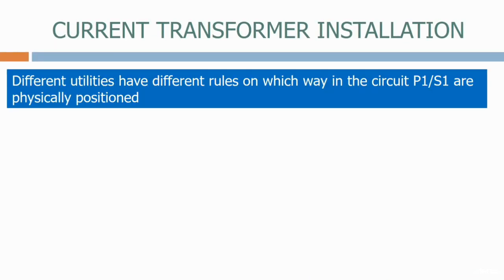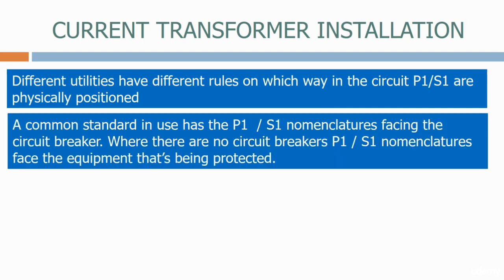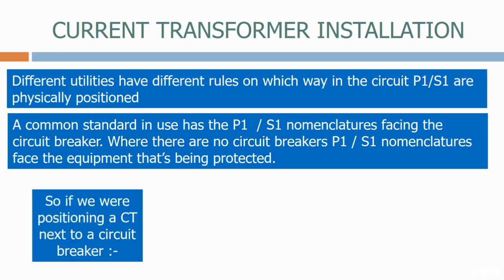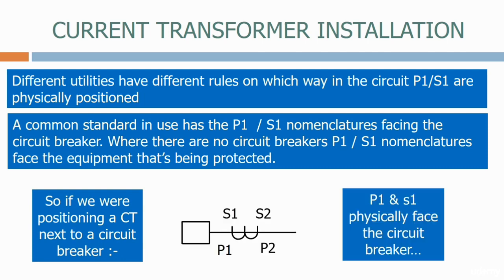Different utilities have different rules on which way in the circuit P1 and S1 are physically positioned. A common standard in use has the P1 and S1 nomenclatures facing the circuit breaker. Where there are no circuit breakers, P1 and S1 nomenclatures face the equipment that's been protected. So if we position a CT next to a circuit breaker, P1 and S1 physically face the circuit breaker.